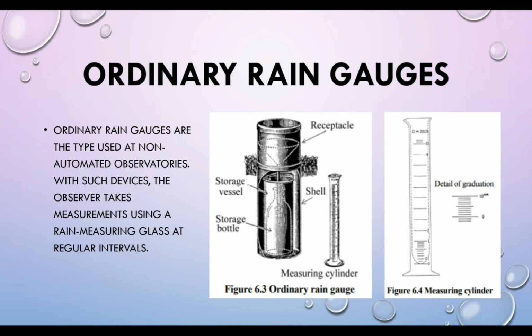Ordinary rain gauges. Ordinary rain gauges are the type used at non-automated observatories. With such devices, the observer takes measurements using a rain measuring glass at regular intervals.